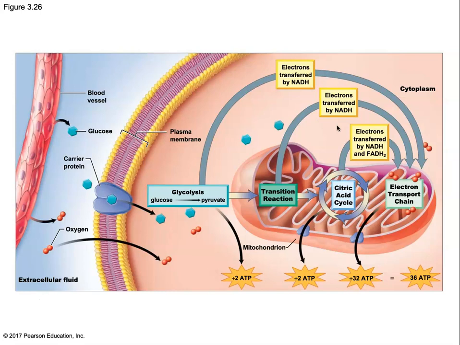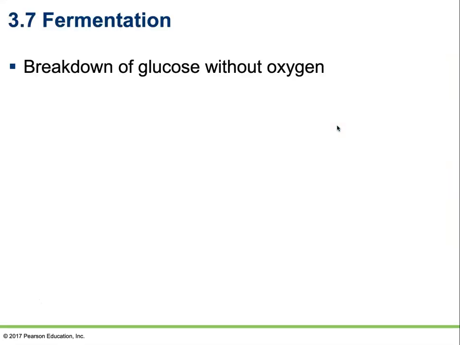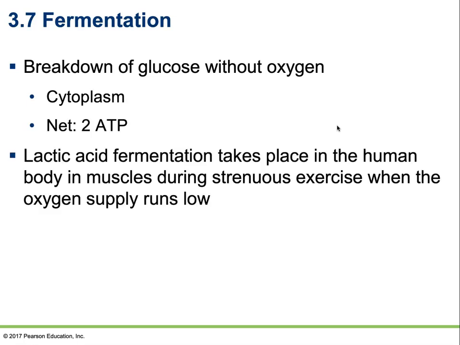All right, our next step that we're going to talk about is fermentation. Fermentation is the breakdown of glucose without the aid of oxygen. So in the event that we do not have enough oxygen, you should still be able to produce some amount of ATP. This is going to happen in the cytoplasm, and it nets a grand total of 2 ATP. Fermentation is not an efficient process. It's very inefficient when compared to cellular respiration. It only results in 2 ATP.